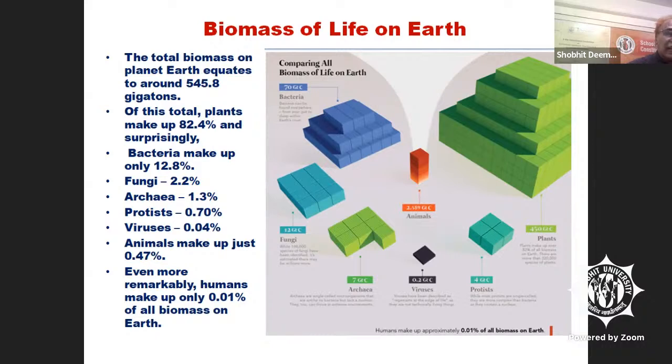The biomass of the animals on this earth in the biosphere is only 0.47%. This is the 0.47% which is degrading the environment. But at the same time, they are also giving something to the soil. But the most surprising thing is that the biomass of humans is only 0.01%. And the entire problem of the biosphere has been created by this 0.01%.